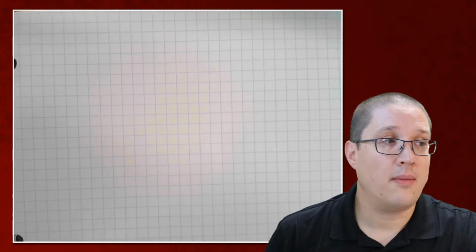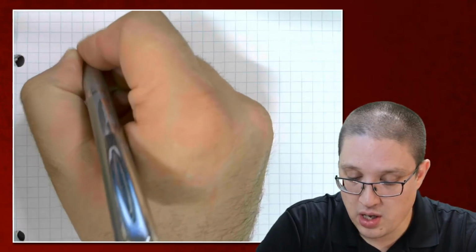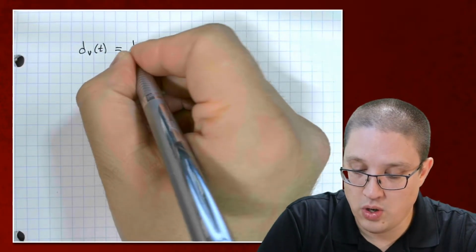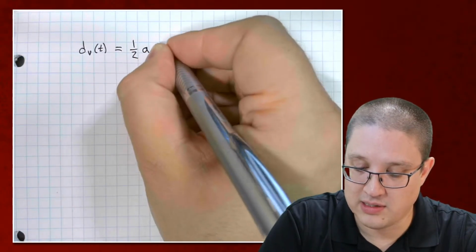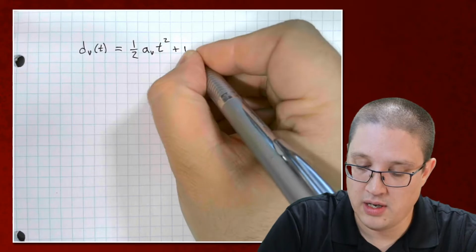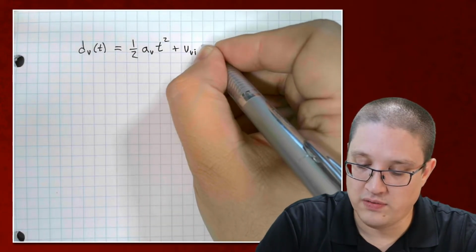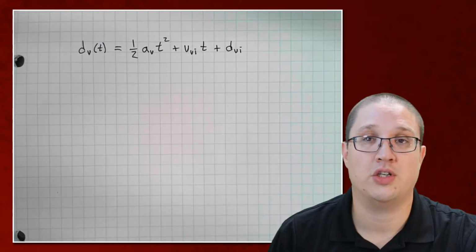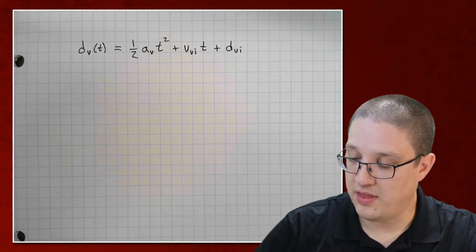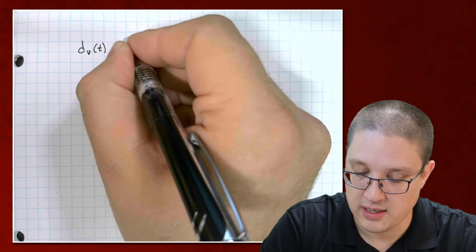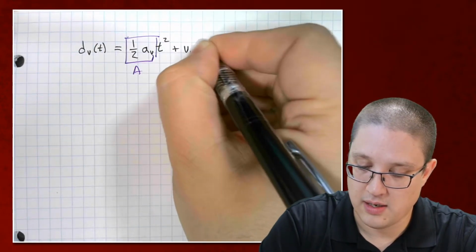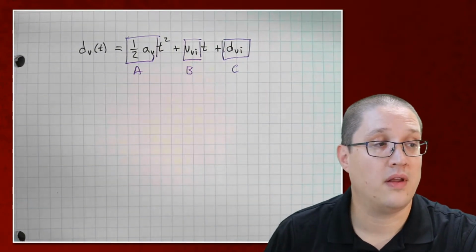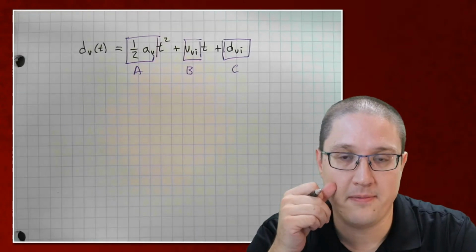Now remember, when I'm looking at a projectile motion, my vertical position as a function of time works out to 1/2 times my vertical acceleration times my time squared plus my initial vertical velocity times time plus my initial vertical position. If I look at this, I can right away recognize that this and this and this form a quadratic in our standard format.